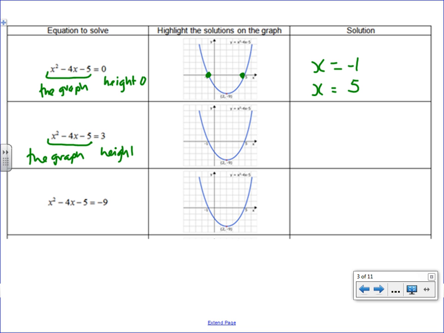Where is the graph having a height of 3? I have no idea. There and there. Can I solve this? Should I try? Mm-hmm. Okay, I'll try. It's not as obvious what the answer is. So I'm saying, where is x squared minus 4x minus 5 equal to 3? So x squared minus 4x minus 8. Does that look like it factorises to you? No. It's both there and there.